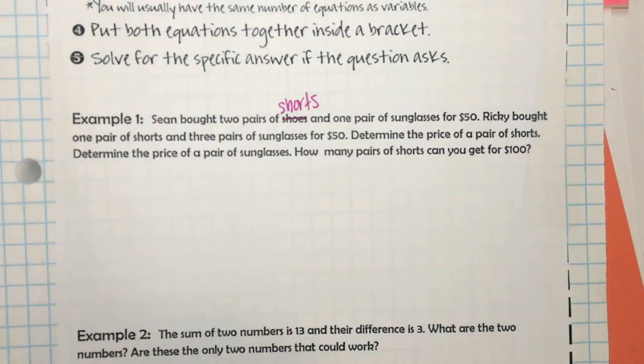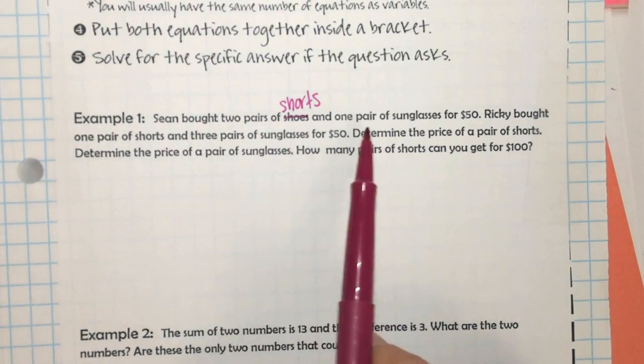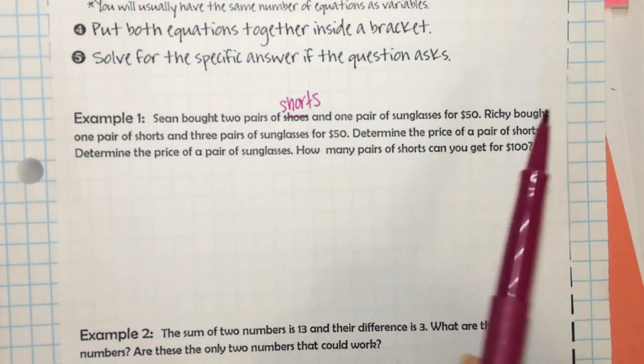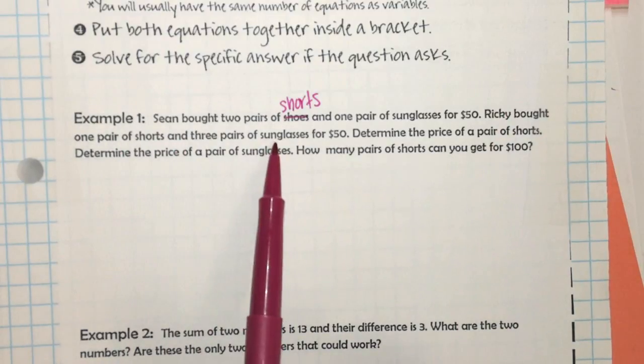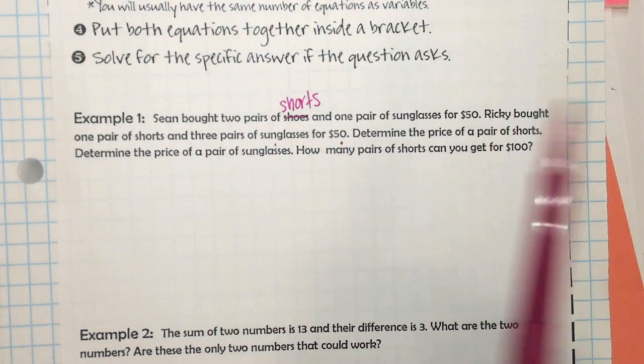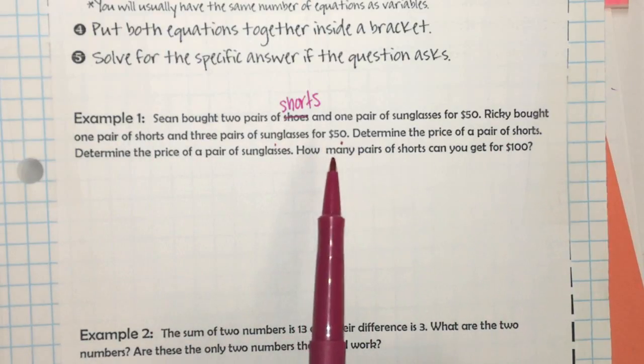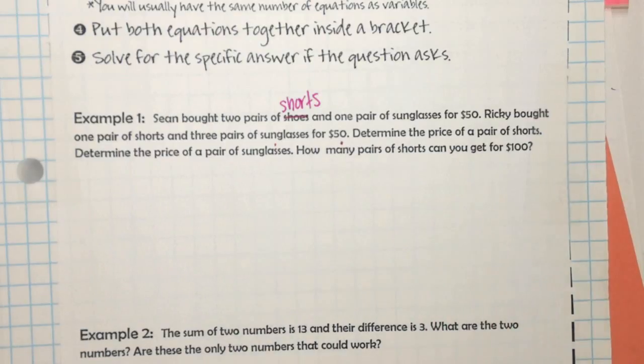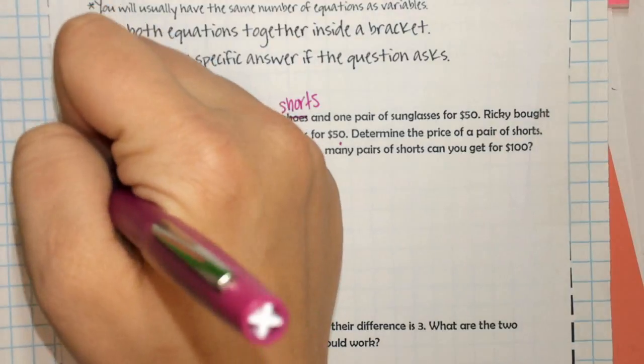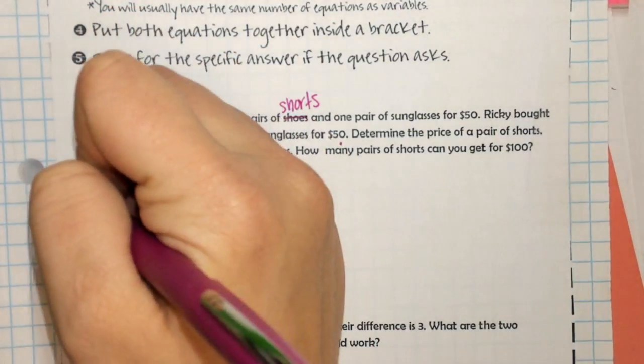All right, example 1. Sean bought 2 pairs of shorts and 1 pair of sunglasses for $50. Ricky bought 1 pair of shorts and 3 pairs of sunglasses for $50. Determine the price of a pair of shorts and determine the price of a pair of sunglasses. How many pairs of shorts can you get for $100? Okay, so what are we purchasing? What's our unknown? Shorts and sunglasses.